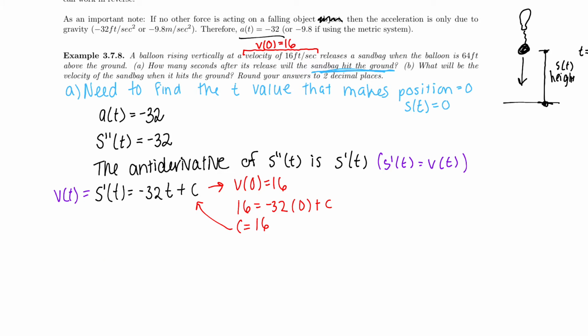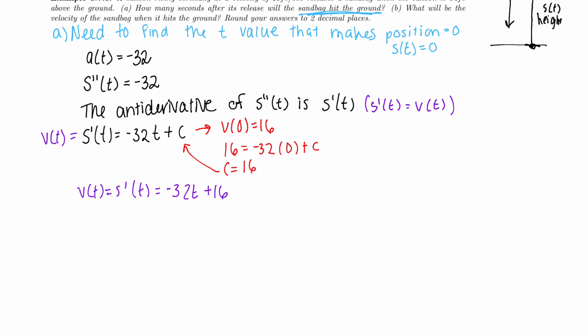So let's use purple. So v of t, which is the same thing as s prime of t, is equal to negative 32t plus 16. Move it down a little bit. And it's kind of like we're going through this in stages. So we've dealt with the antiderivative of s double prime, and now we're going to go into finding s.